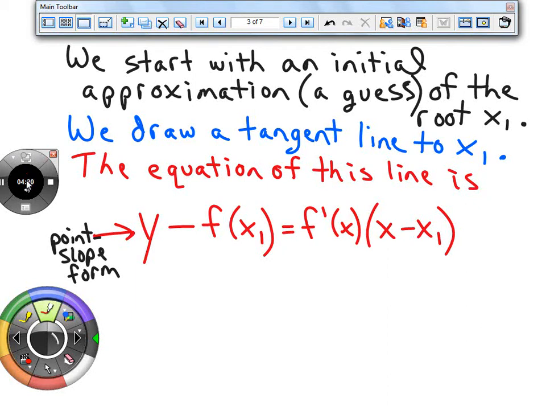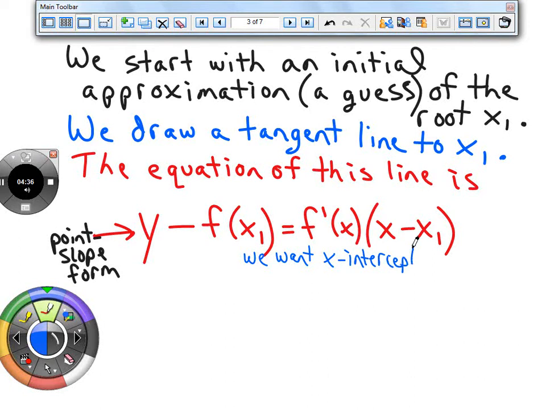Well, what we want is to figure out the x-intercept of that. Because we want the x-intercept, I'm just going to make a note: we want the x-intercept, which is where y is 0, right? So we want the x-intercept.